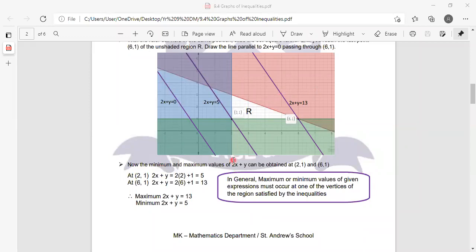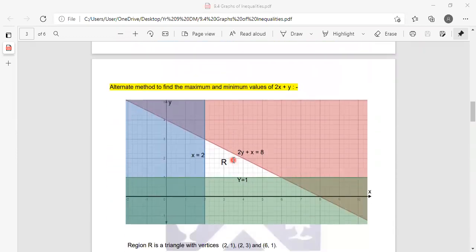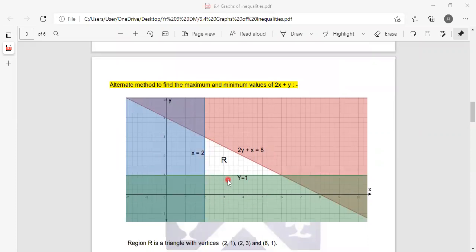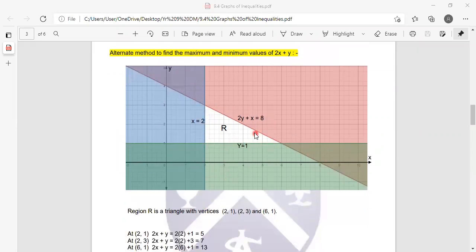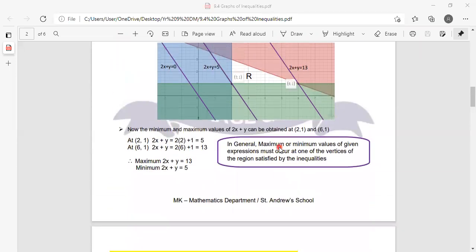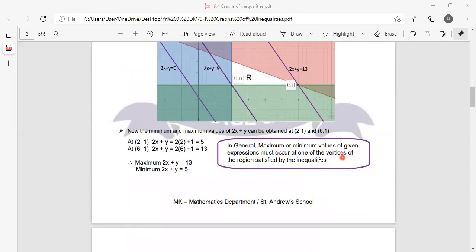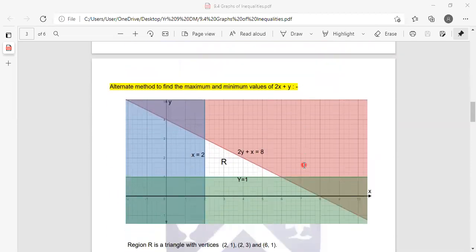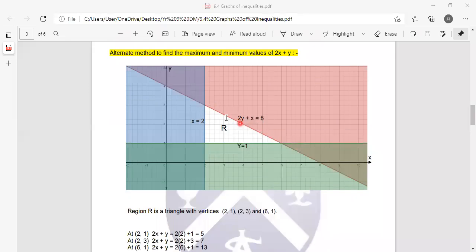So there's an alternate method, which is much simpler. Let's look at the alternate method. It's the same region that we have, region R, which is given by a triangle. A triangle has 3 vertices, so I've written down all the 3 vertices: (2, 1), (2, 3), and (6, 1). As I said in the note, in general, the maximum and minimum values of the given expression must occur at one of the vertices of the region satisfied by the inequalities. So extreme values will be at one of the 3 vertices only.